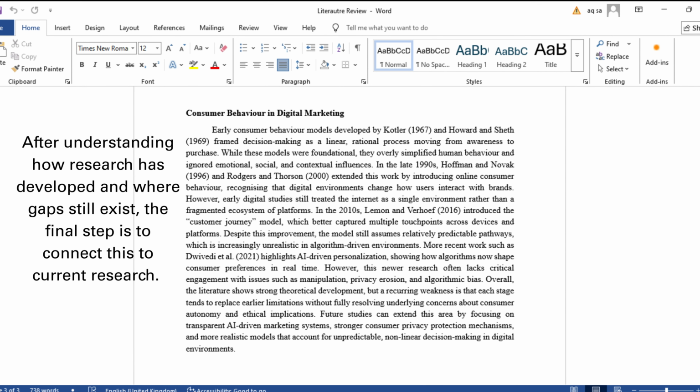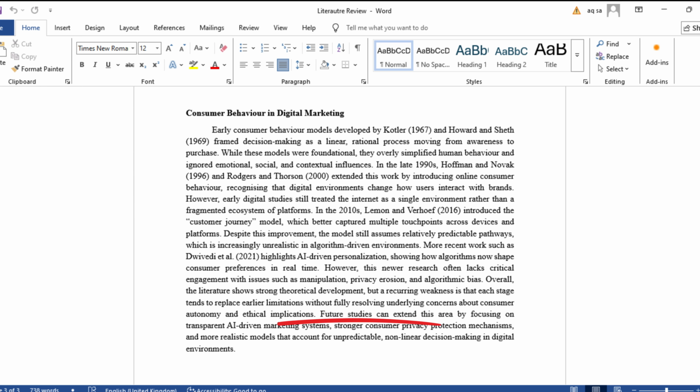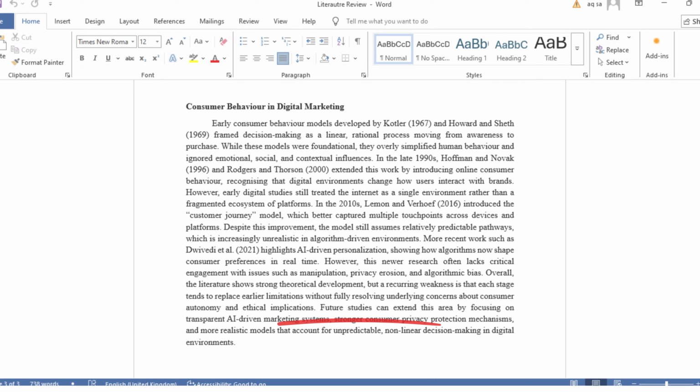After understanding how research has developed and where gaps still exist, the final step is to connect this to current research. This involves showing how new work can extend what already exists. The focus is on how current research can answer remaining questions, improve weak areas, and contribute something new to the field. This makes the literature review more purposeful because it connects past research with future direction in a clear and logical way.